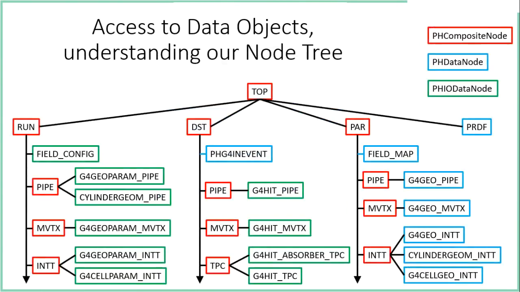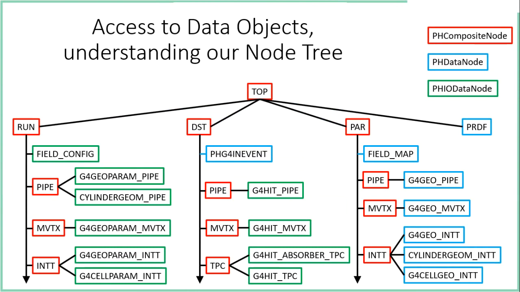Now a little section about the node tree I've been talking about a lot. If you want to analyze that, you have to have some basic idea what this thing is. So on the right, we have three types of nodes. That's the composite node. These things are basically like a directory structure. The composite nodes are directories, and then the data nodes and I/O data nodes, they are files, or objects in this case. A composite node can contain other composite nodes or data nodes.